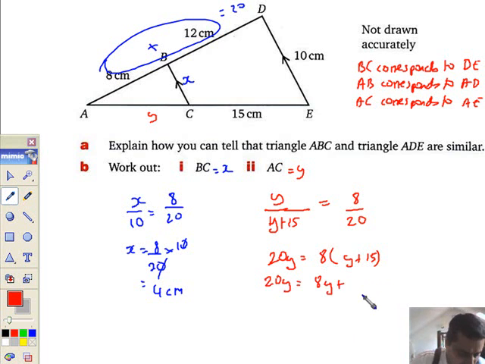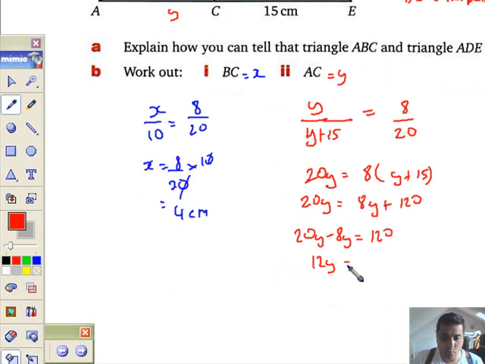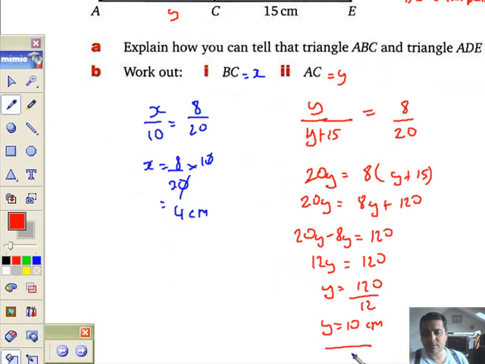Now, because I'm a chicken, just grab a calculator. 8 times 15, 120. Oh, I knew that. So we've got an equation with Y's on both sides, so 20Y, take away the 8Y's, comes to 120. So 12Y's is 120. So a single Y is 120 over 12. So Y is 10 centimeters. And there it is. It's a real beauty, isn't it?